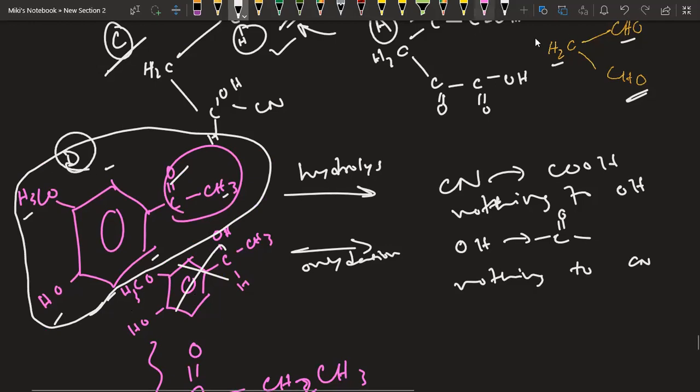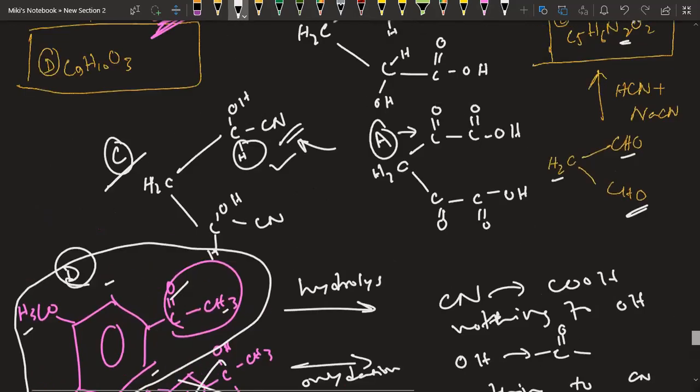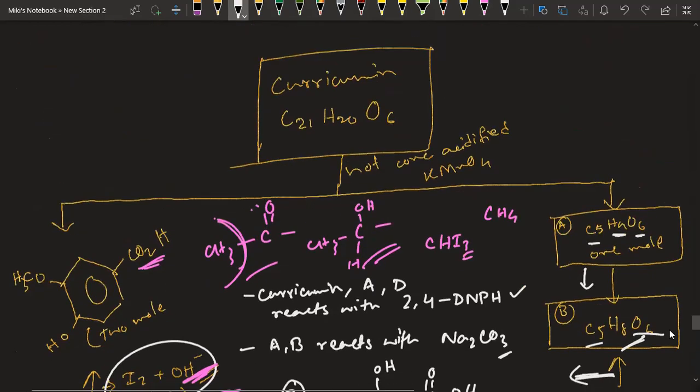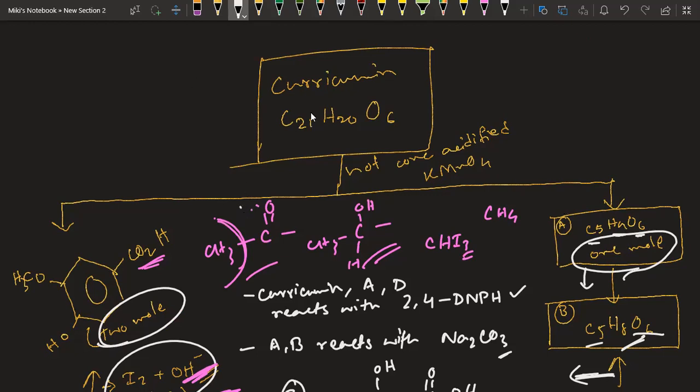Now what else do we need to find? We needed to find curcumin. Now curcumin, let's see. You have to notice one thing very carefully here. When curcumin is heated with acidified KMnO4, it produces 1 mole of this one and 2 moles of this one. That means 2 such molecules and 1 molecule of the other are going to be there, and with that, this curcumin is going to be formed. Curcumin contains 2 molecules from this part and 1 molecule from this part.